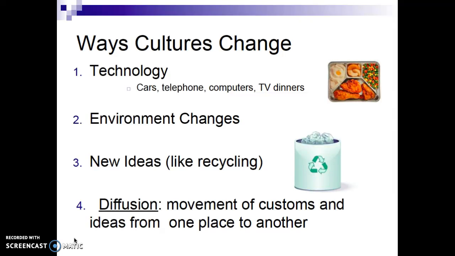Think about the UV layers. Think about different things that have happened that cause global warming. The new ideas, recycling, that doesn't sound new anymore, but just think if we didn't have recycling, how overcrowded our landfills would be. And then diffusion, where you move one custom or idea from one place to another. These are ways that culture changes.